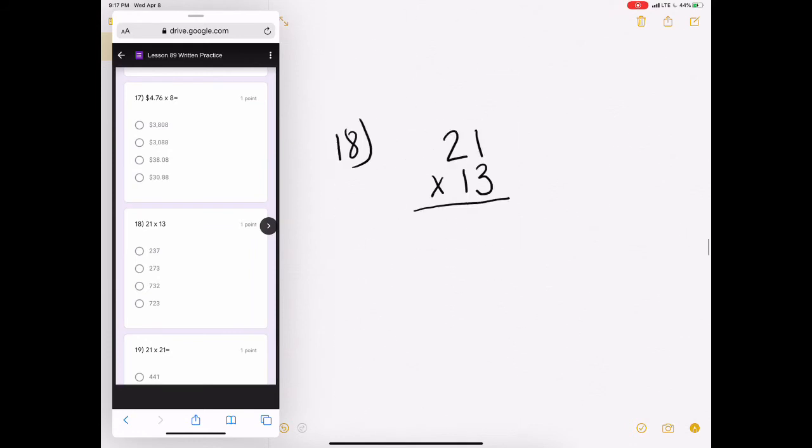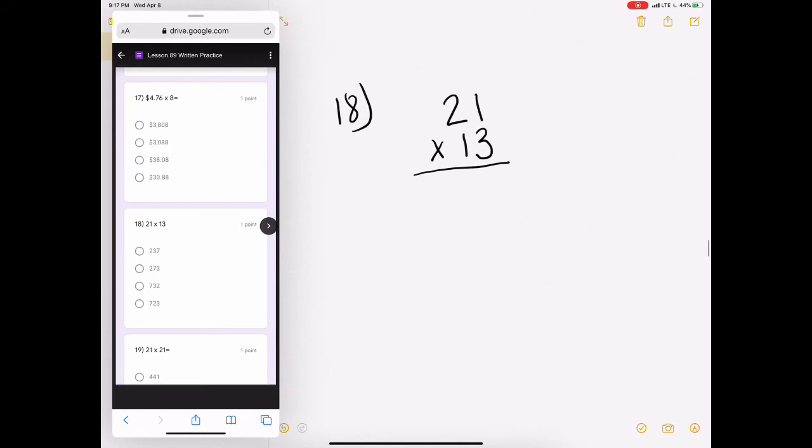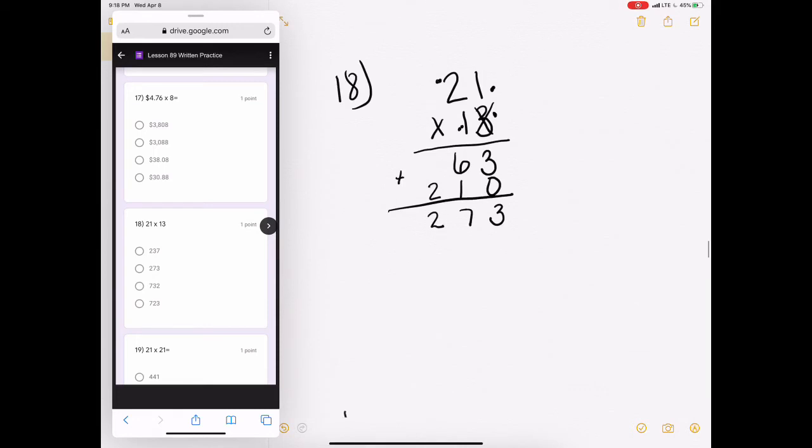$38.08. Number 18. 1 times 3 is 3. 3 times 2 is 6. Mark out, add a 0. 1 times 1 is 1. 1 times 2 is 2. Add. 3, 7, 2. 372 on number 18.